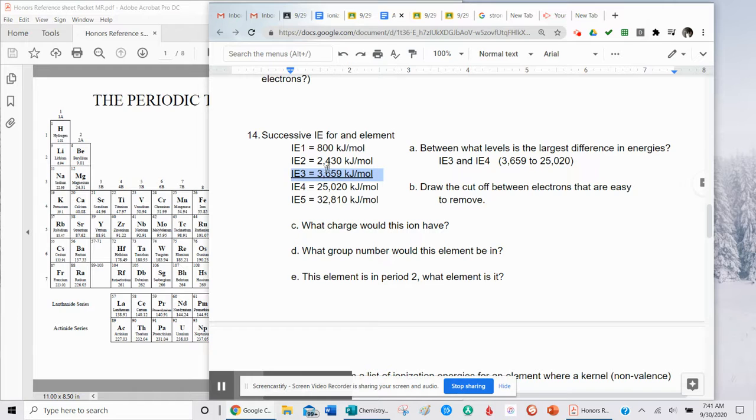What does that mean? That means it's really easy for me to remove these three electrons compared to then going and removing this fourth, which would take a lot more energy. So if I can remove three electrons very easily, that means I would have a charge of 3 plus. Okay, I'm removing electrons, I'm taking away negative, so it's becoming more positive, and I remove about 3 of them. So what group number would this element be in?